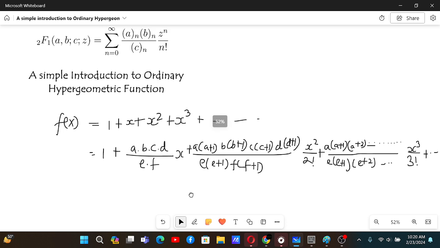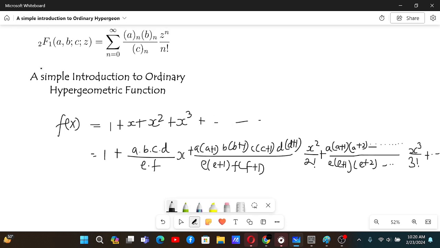And the notation is, over here in F, we first of all write the number of variables that are over here in numerator. There are 4 variables, and then in denominator there are 2 variables. Before the semicolon there are variables of numerator, variables of denominator, and then our main variable. So we have a comma b comma c comma d, semicolon e comma f, semicolon x. So this is the hypergeometric function notation.